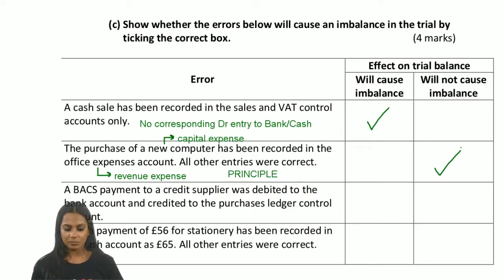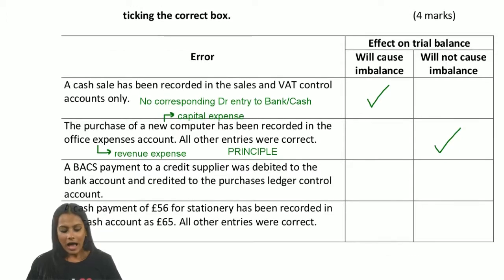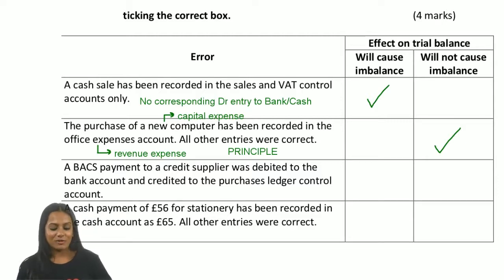Okay. Number 3, a BACS payment to a credit supplier was debited to the bank account and credited to the purchases ledger control account. So a BACS payment, money leaving your account, and that was money paid to a supplier, was debited to the bank account. Hang on a minute. If you make a payment, surely you must credit the bank account to acknowledge that money has left the account. If you debit the bank account, this will increase the bank balance, and this is not what you want to do.